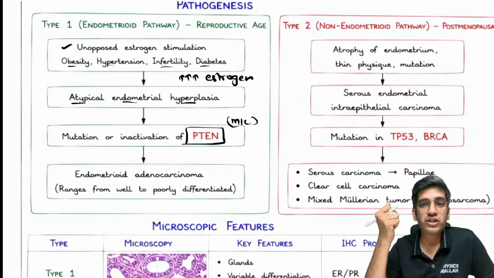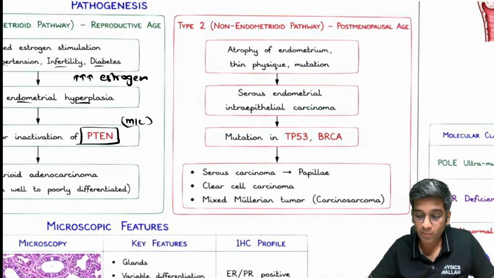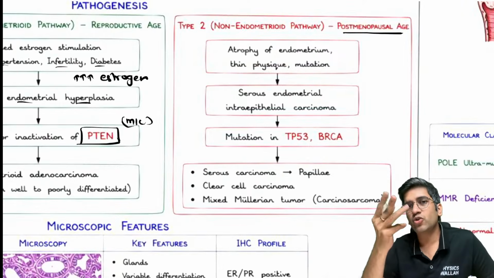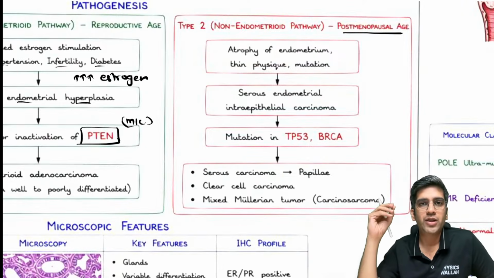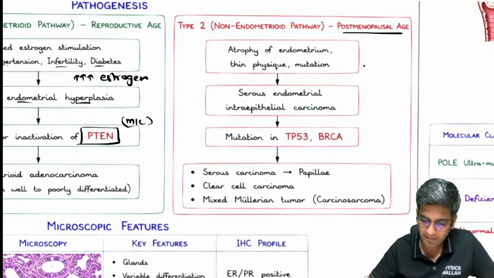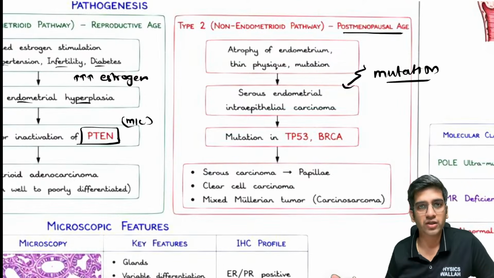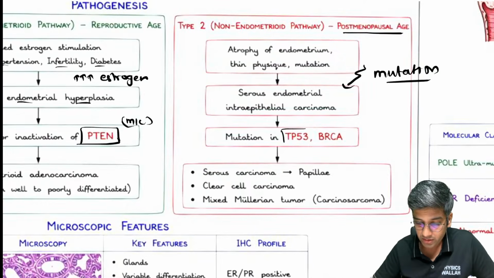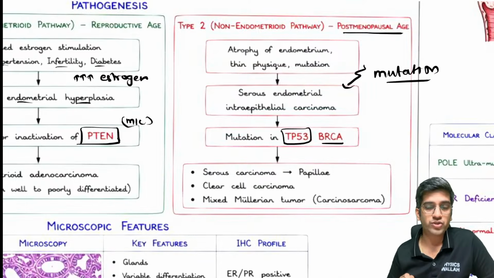So what will happen to type 2? That is non-estrogen dependent, and that happens in post-menopausal age group. So in post-menopausal age group, there is no estrogen, there is no hormone at all. The endometrium is atrophied, right? So what happens is this primarily is due to mutation. So in an atrophic endometrium, if the person is exposed to radiation or some kind of carcinogenesis, which is going to cause mutation, and the mutations, this is one, and BRCA is also associated.